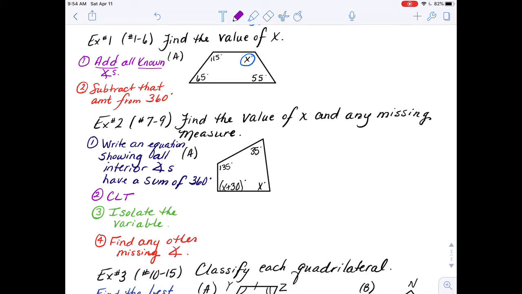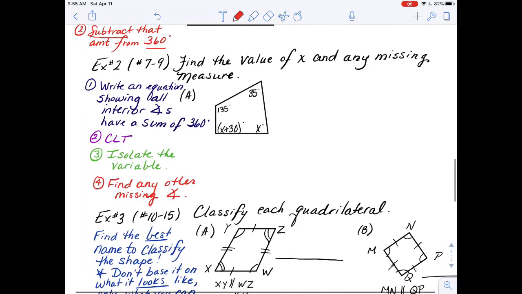known angles. You know 3 of them, so 115 plus 65 plus 55. When you add those all together, you come up with 235 degrees. And then, if I know that 3 of them are 235, I only need to subtract that from 360 to find the one missing angle. So 360 minus my 235 is going to tell me that missing angle is 125 degrees.